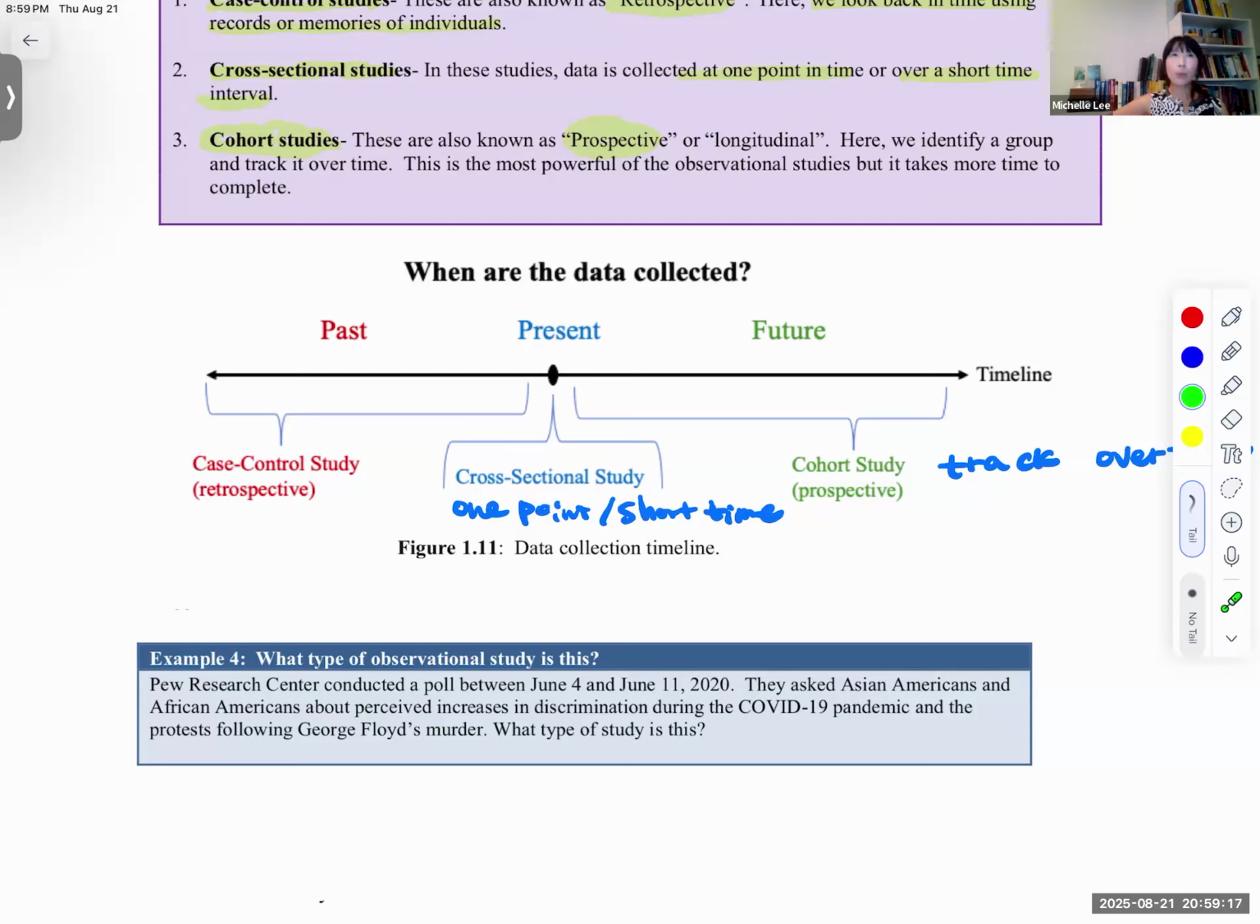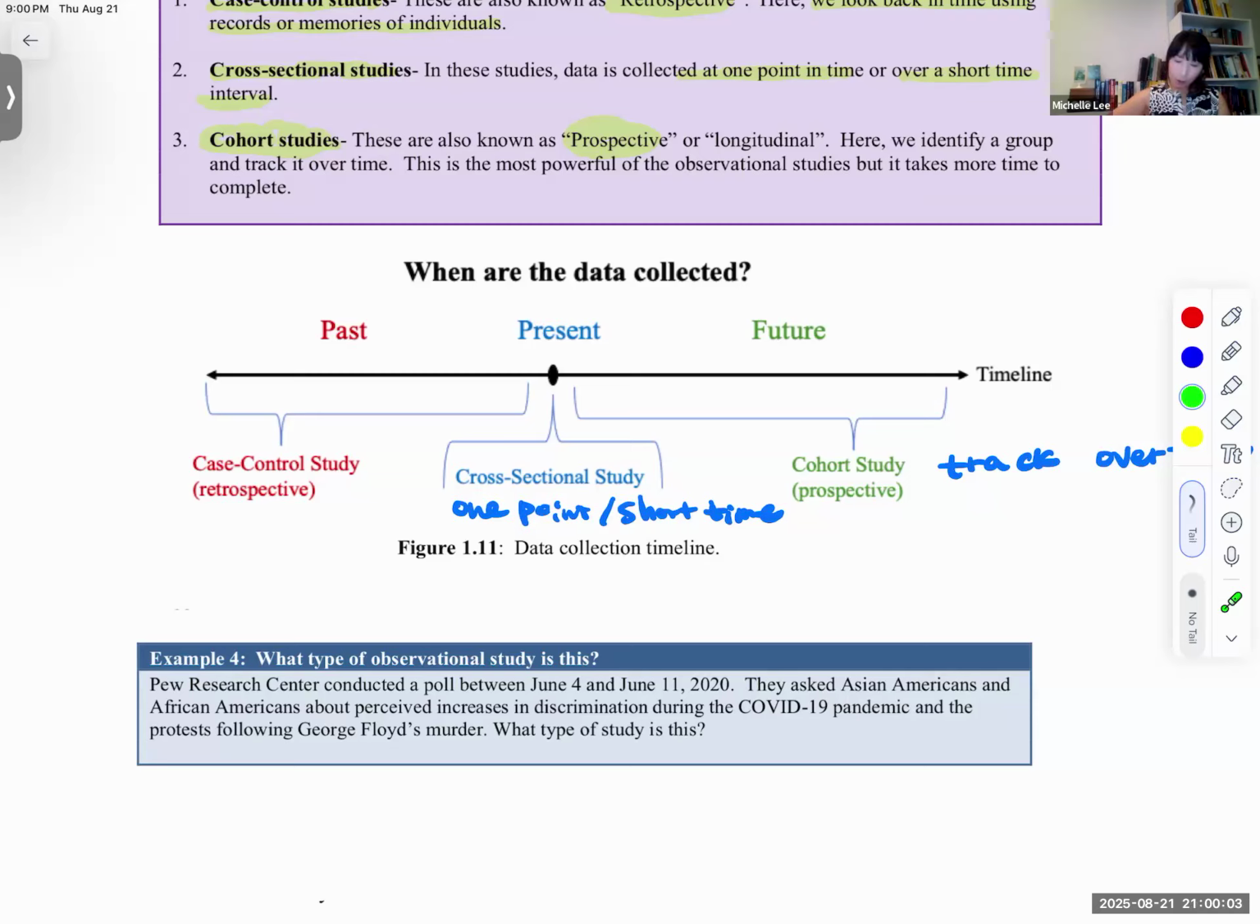Okay, now this example, Pew Research Center conducted a poll. So poll, if we see that poll, that means observational study, right? June 4 and June 11, 2020. They asked Asian Americans and African Americans about perceived increases in discrimination during the COVID-19 pandemic and the protests following George Floyd murder. What type of study is this? What do you think?